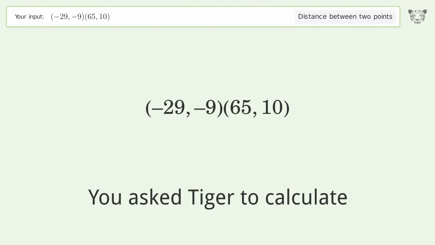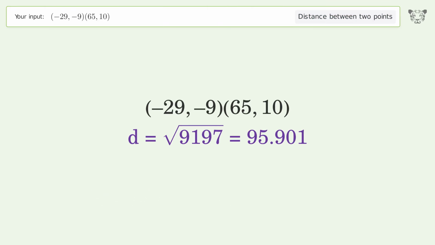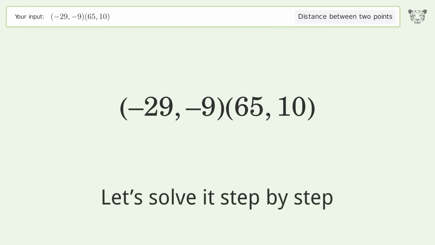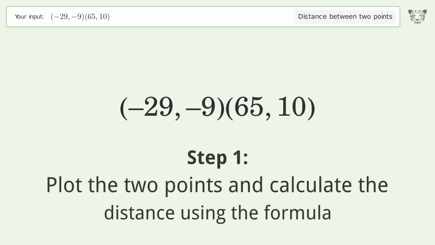You ask Tiger to calculate. This deals with the distance between 2 points. The distance between the 2 points is the square root of 9197, or 95.901. Let's solve it step by step. Plot the 2 points and calculate the distance using the formula.